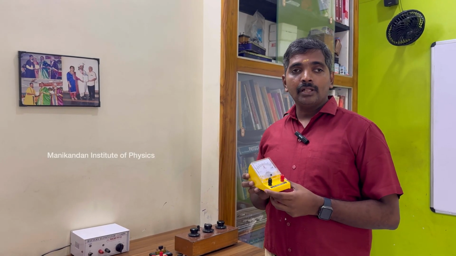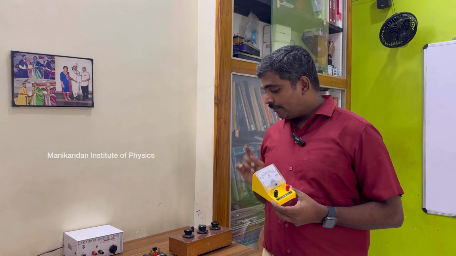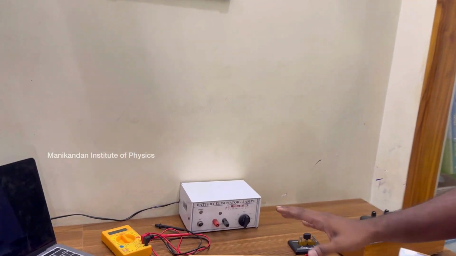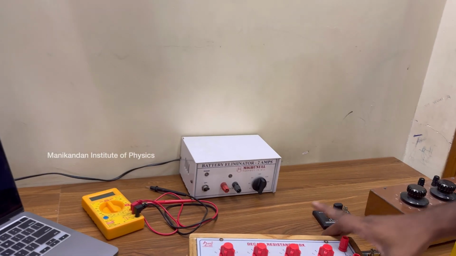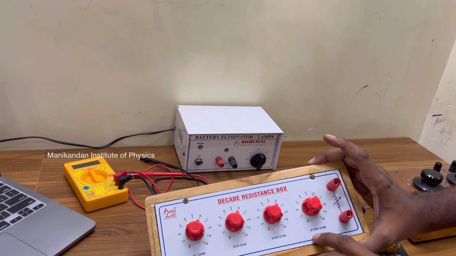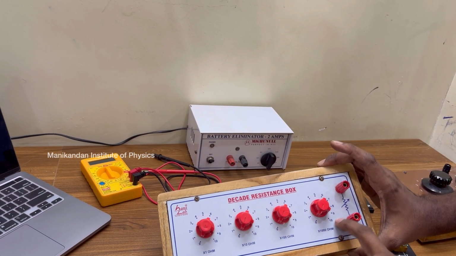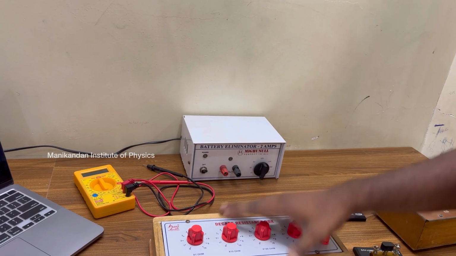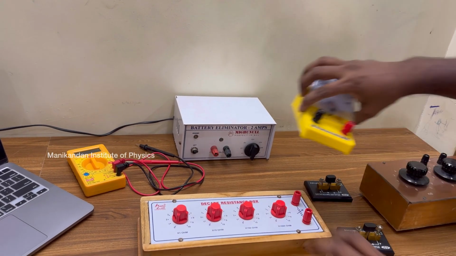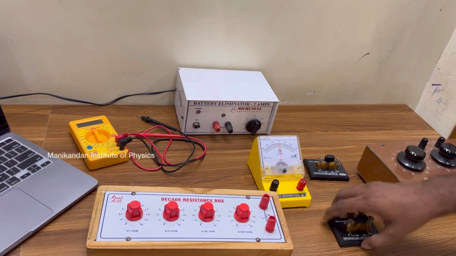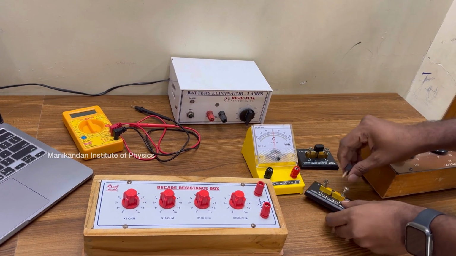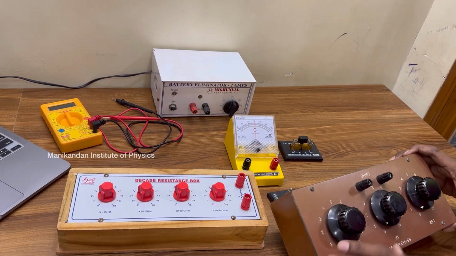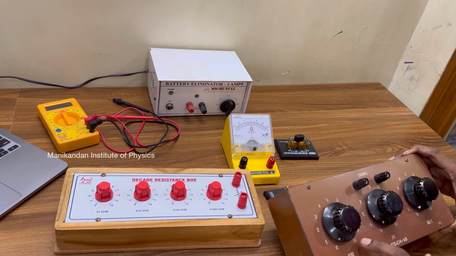To determine the resistance and figure of merit, we need a battery eliminator of 2 volt and 2 resistance boxes. One resistance box I can vary up to 10,000 ohm, 1000 into 10. I am going to use this resistance box as a series resistance with the galvanometer, and I need 2 keys. And I have a resistance box with a small resistance, which I can vary up to 100 ohm.